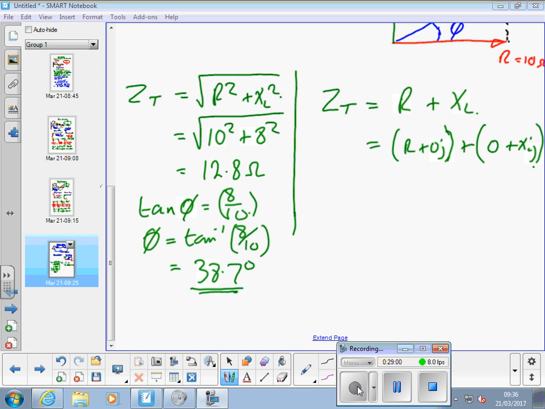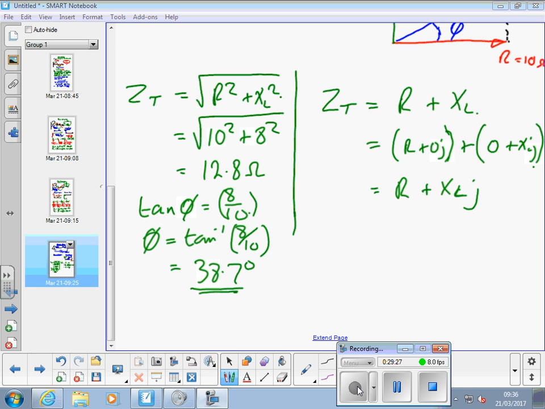Add the real parts. R plus nothing is R. Add the imaginary parts. Nothing plus XC is plus XC, XL, sorry, J. So we can write that number as a rectangular complex number in the form of R plus XLJ.